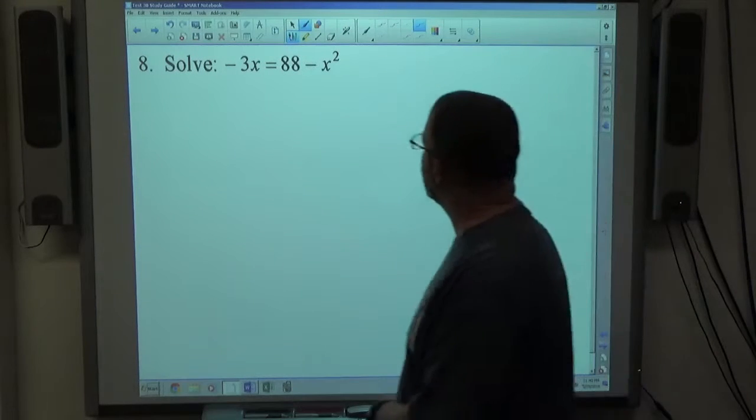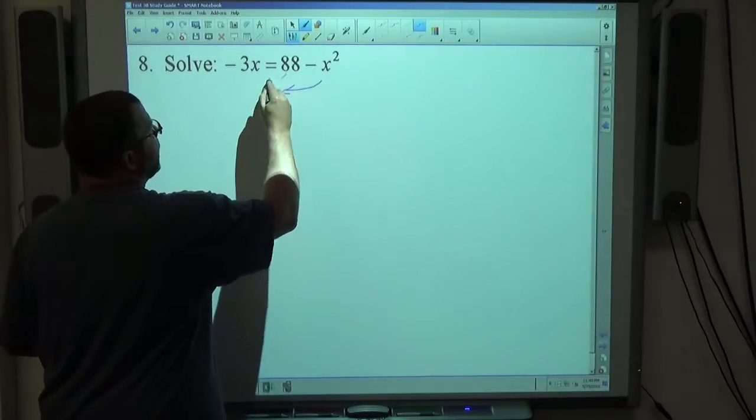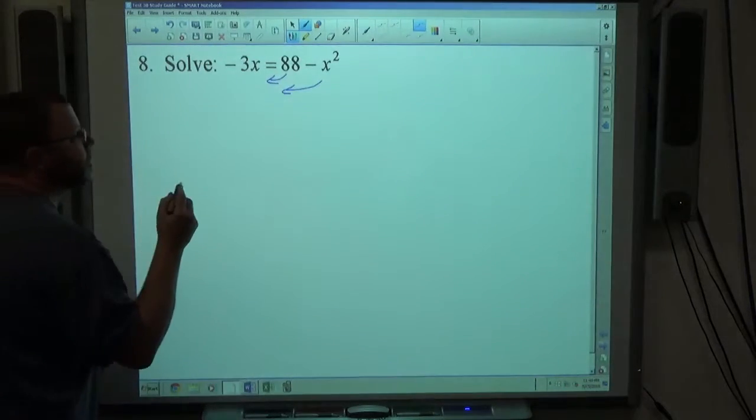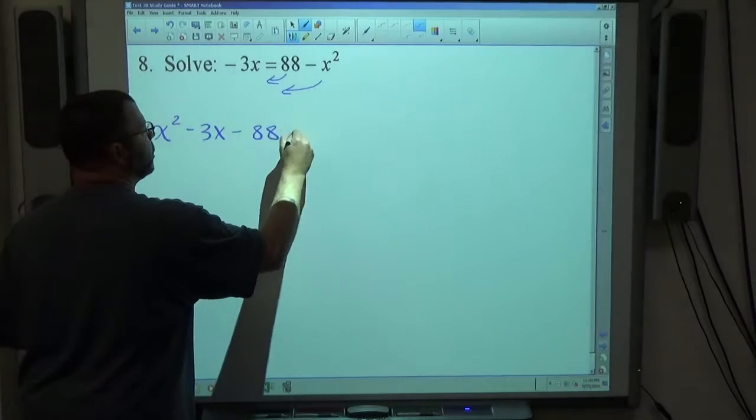Number 8, I think I'm going to go with factoring on this one. I'm going to throw the x squared over to the left, the 88 over to the left. So I like x squared positive. So I've got x squared minus 3x minus 88 equals 0.